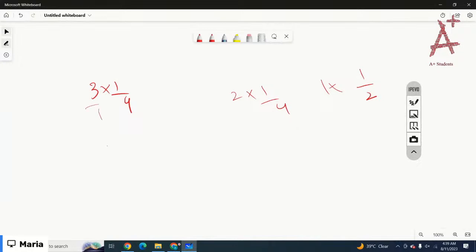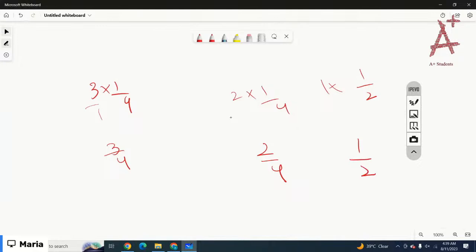You have 3 times 1 is 3, 3 over 4, right? You can see the numerator is smaller than the denominator. 3 is less than 4, right? That means it must be less than 1. Then you have 2 times 1 over 2, 2 over 4. Again, numerator is less than denominator. That would be again less than 1, right?